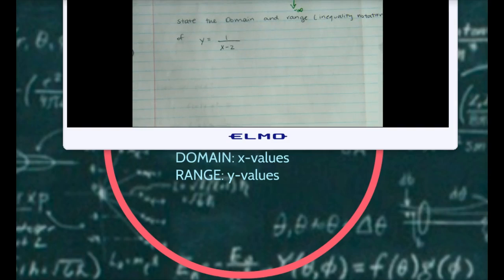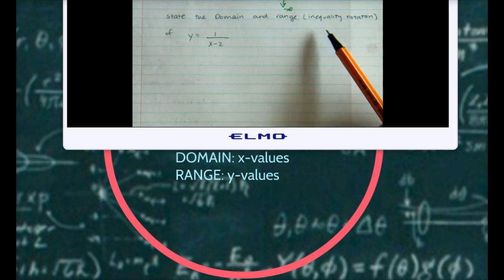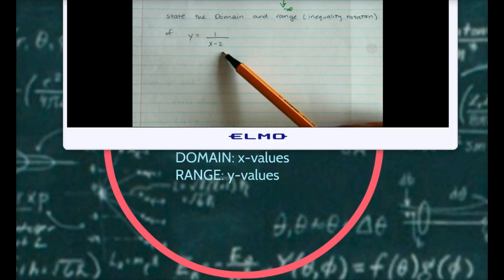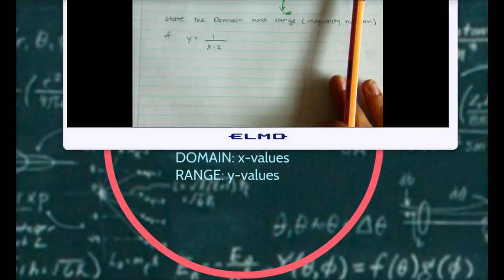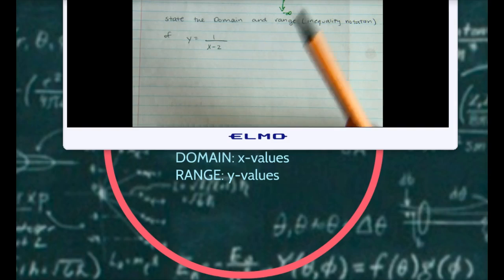Let's look at another example with this. So I want to state the domain and range, this time in inequality notation, of y equals 1 over x minus 2. I would highly recommend graphing this, just like we did up here with the parabola. Think about your parent functions. What does a negative 2 on the inside of your graph do?